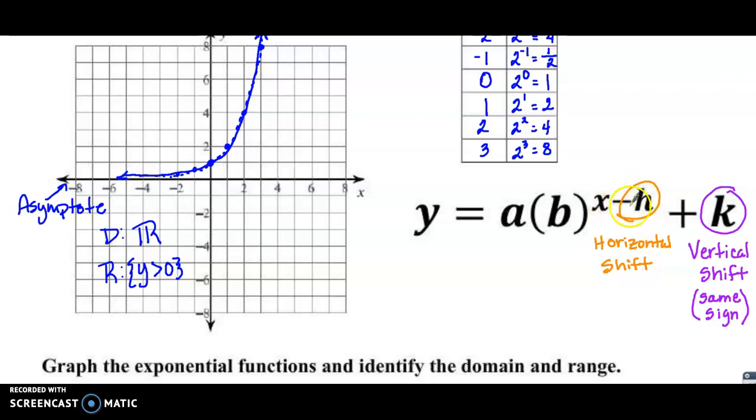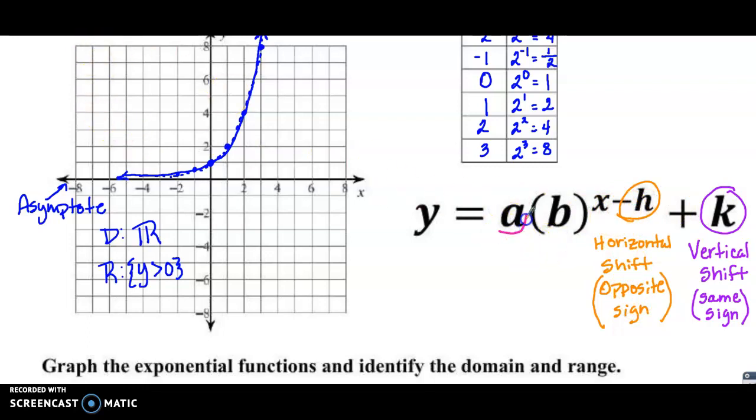But the h goes in the opposite direction. We know h is attached to the x, and the minus comes with our formula, so that's going to go opposite. So if it says x minus 2, we're actually going to the right, because minus usually means left, but because we go the opposite way, we know we're going to go to the right. Okay?